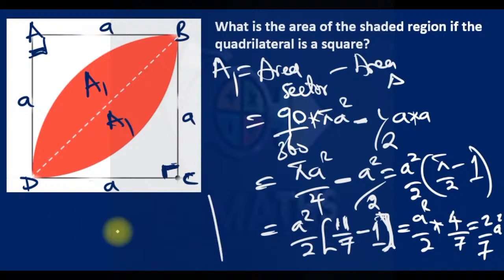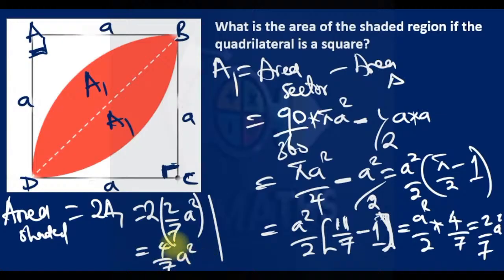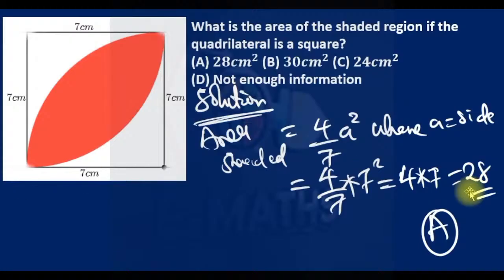So from this you see that the shaded area is 2A1, which is 2 times 2 over 7 A squared. So that's how I got 4 over 7 A squared. That's the formula I use in solving this fast. So it's very easy. Thank you.